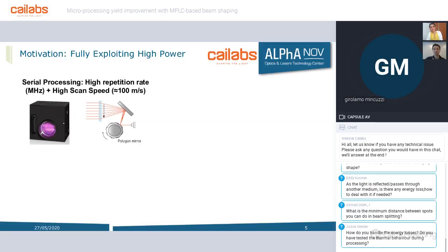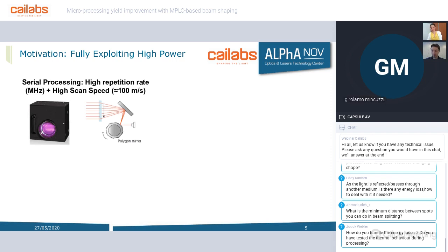So I will go back a little bit to what John said at the beginning. Imagine you want to process a metallic surface and you have a femtosecond high power laser, and you want to avoid any thermal effect due to the high power you are using. So you have basically 2 choices.